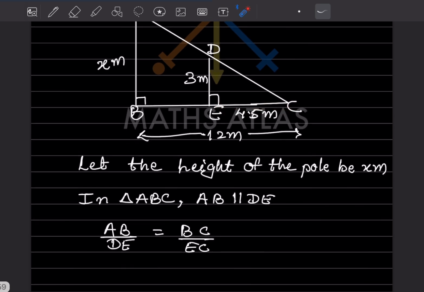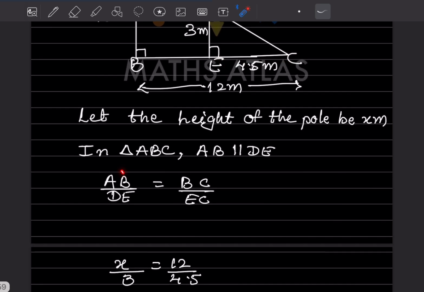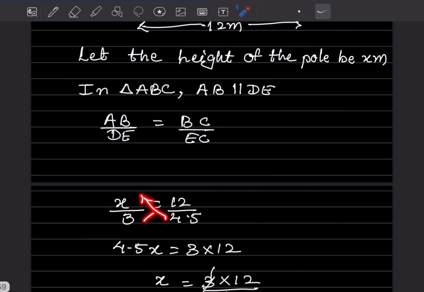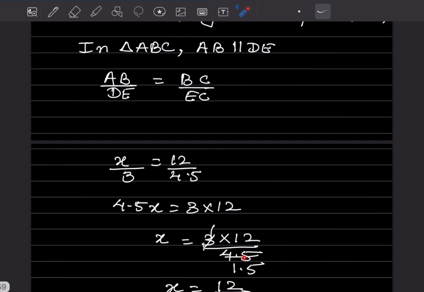So now what is AB? AB is x. So in place of AB, you will write x. What is DE? DE is 3. So you will write here 3. What is BC? BC is 12. So you will write here 12. And what is EC? EC is 4.5. That you will write it here. Now we are going to cross multiply. So 4.5x will be 3 into 12. So x is going to be 3 into 12 divided by 4.5.